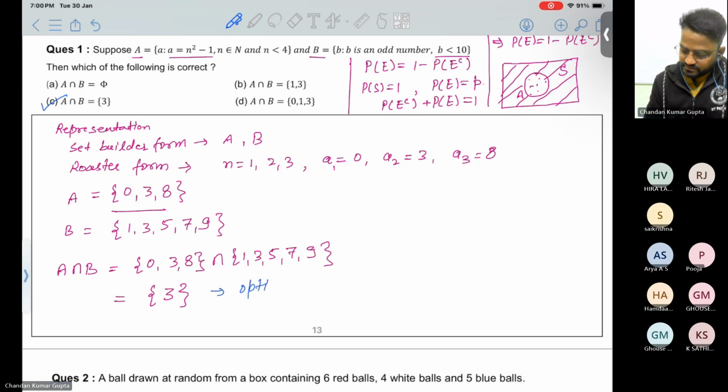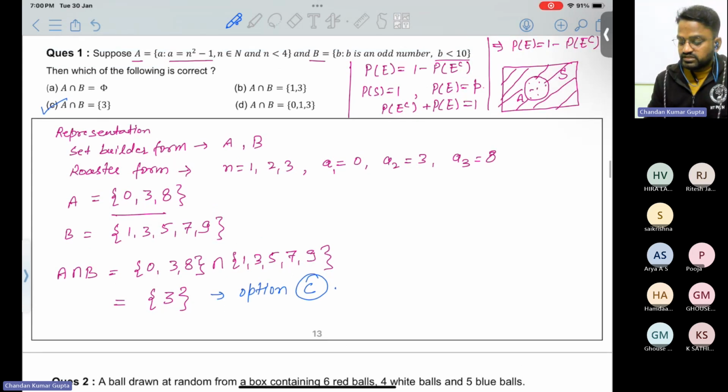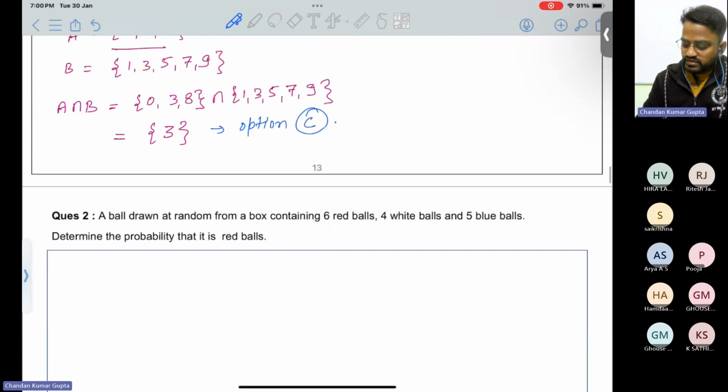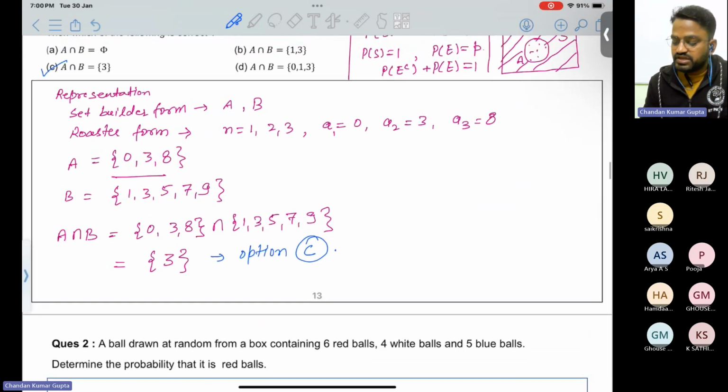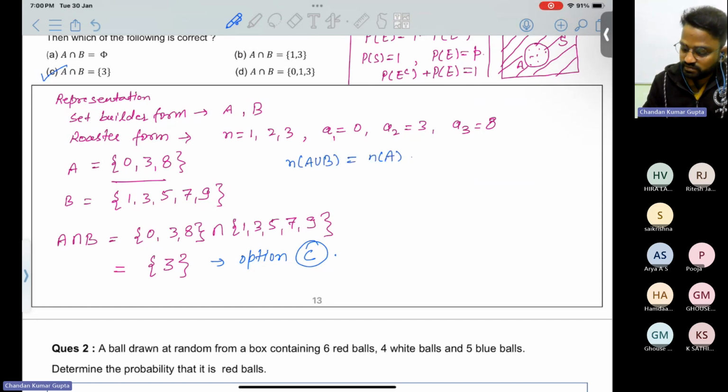It's a very simple question actually. This is a question related to set theory, like A union B, A intersection B, A difference B. These are all used in set theory, and we use the same laws in probability. You also learn about this: the number of elements in A union B equals the number of elements in A plus the number of elements in B minus the number of elements in A intersection B.